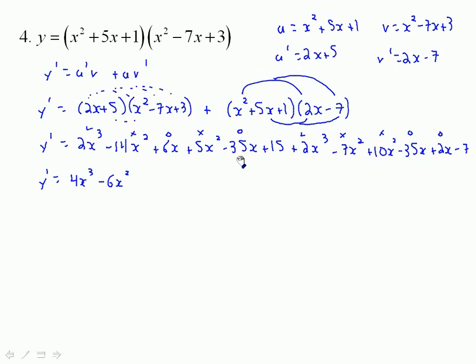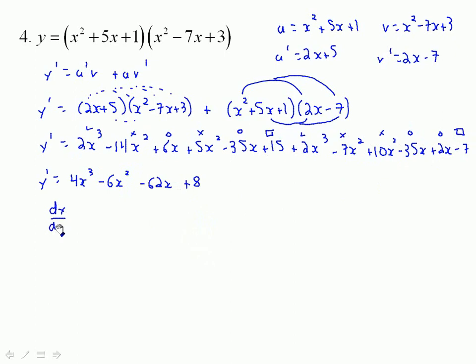6x, actually the minus 35 is minus 70x, plus 6 is minus 64x, and then minus 64 plus 2 is minus 62x, and then plus 15 minus 7. So 15 minus 7 is plus 8. So that's what our derivative is.